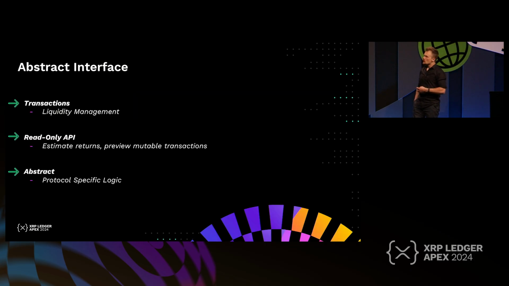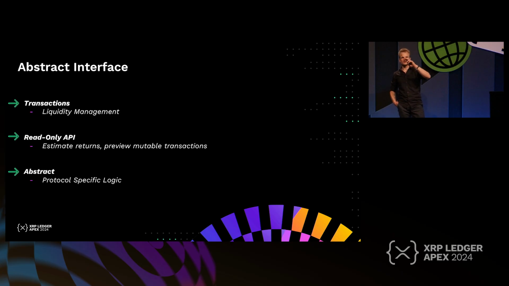It is a standard for tokenized vaults. It introduces a generic vault object into the XRP Ledger that can then be tapped into by other protocols, such as lending, yield farms, or anything else the community might come up with to provide communal liquidity. The specification introduces abstract transactions for liquidity management, and read-only APIs for estimating returns, previewing what the mutable transactions might do, and other mathematical calculations.